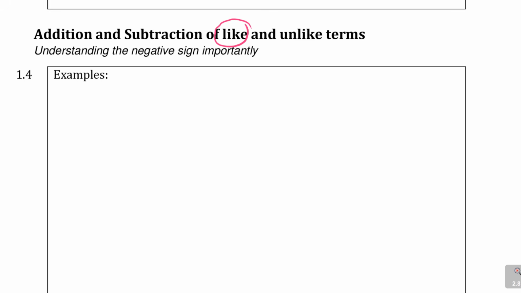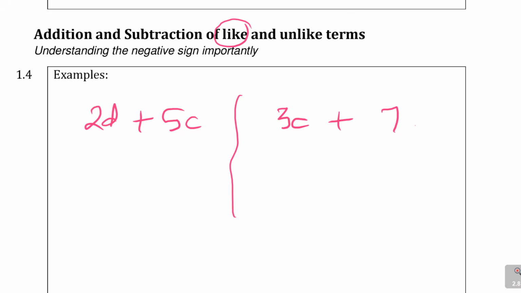But now look at this. If I say 2d, which means 2 dogs, a neighbor has got 2 dogs plus 5 cows, that is one neighbor. The second neighbor has got 3 cows and he has got let's say 7 dogs. Now we want to add the animals together to say how many dogs are there, how many cows are there.